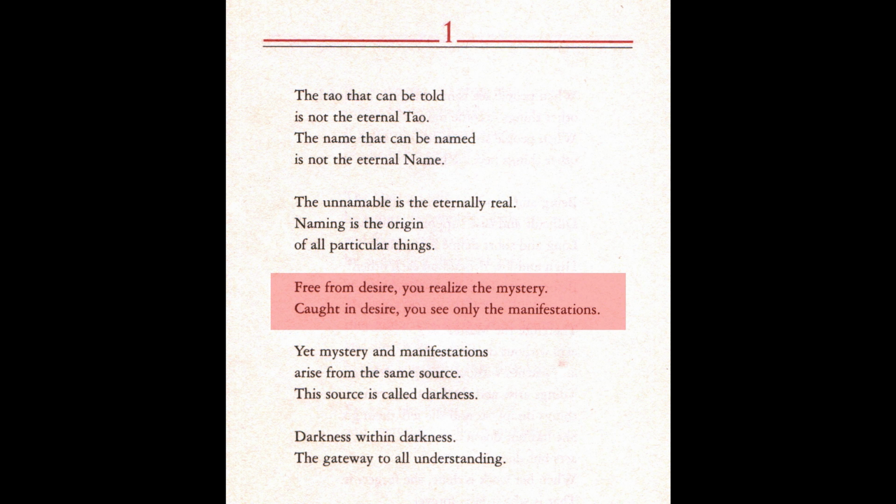It goes on to say, free from desire, you realize the mystery. Caught in desire, you see only the manifestations. Again, all of these are analogs that are playing out in the psyche. This is going to sound unfamiliar to people if you haven't read it quite a bit, but it's doing the same thing. Free from desire, free from clinging, that's the whole lead up to it. You cycle around that which you cling to. Free from that, you realize the mystery.